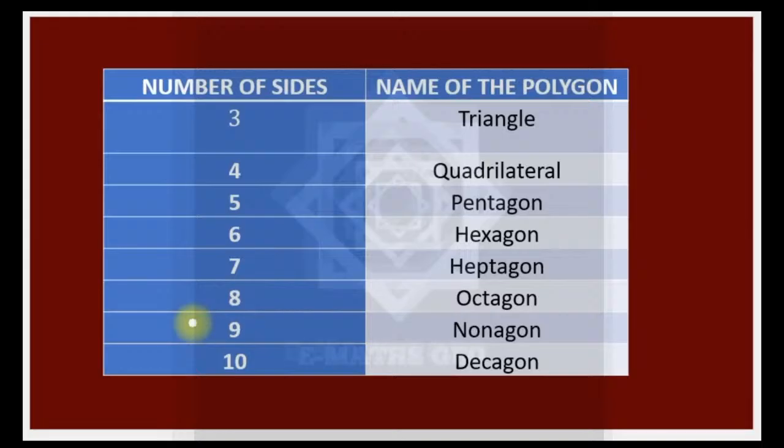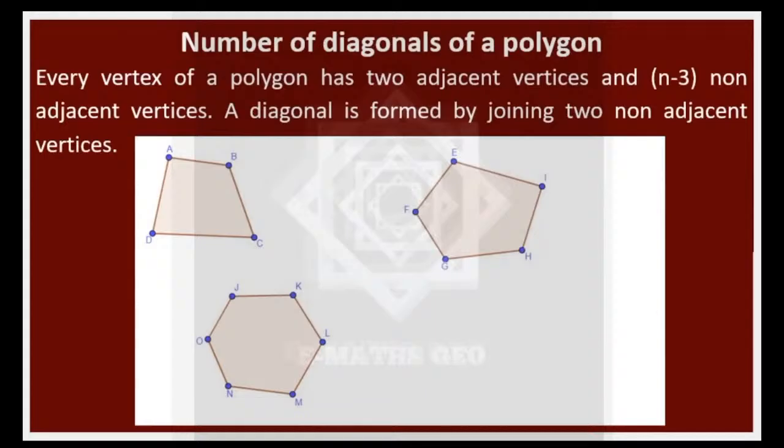So the next specific objective is to find the number of diagonals. So as you can see, they said every vertex of a polygon has 2 adjacent vertices and n-3 non-adjacent vertices. And we form a diagonal by joining 2 non-adjacent vertices. So let me now tell you what a non-adjacent vertex is and also what an adjacent vertex is.